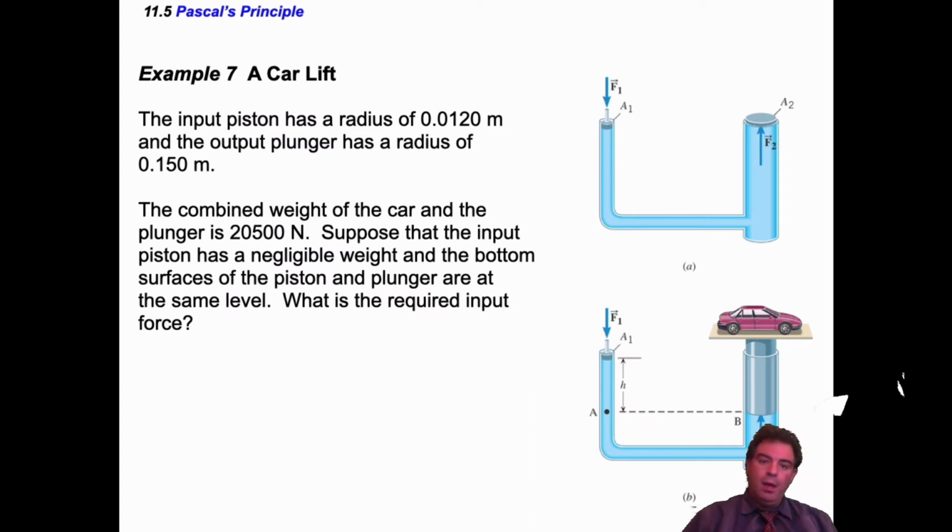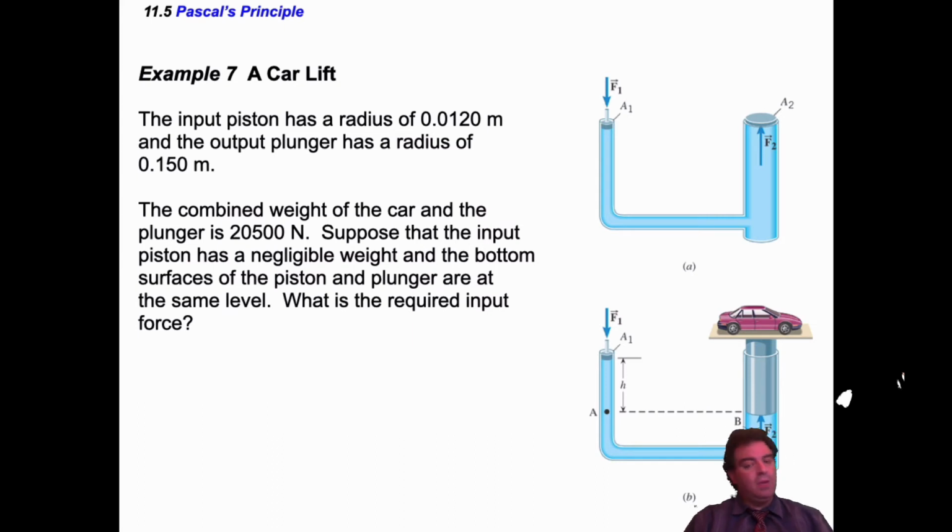So now, let's look at the following problem. The input piston has a radius of 0.0120 meters, and the output plunger has a radius of 0.150 meters. The combined weight of the car and the plunger is 20,500 newtons. Suppose that the input piston has a negligible weight and the bottom surfaces of the piston and plunger are at the same level. What is the required input force?